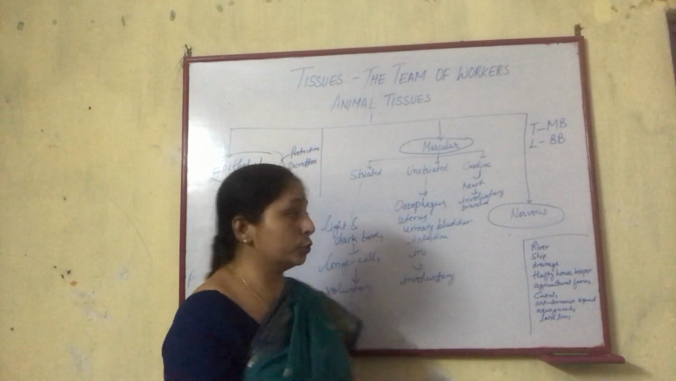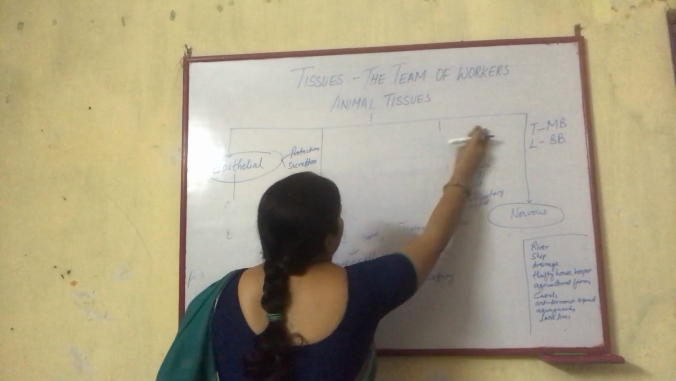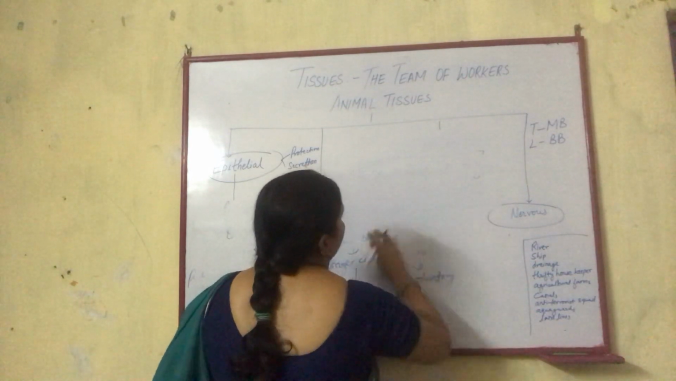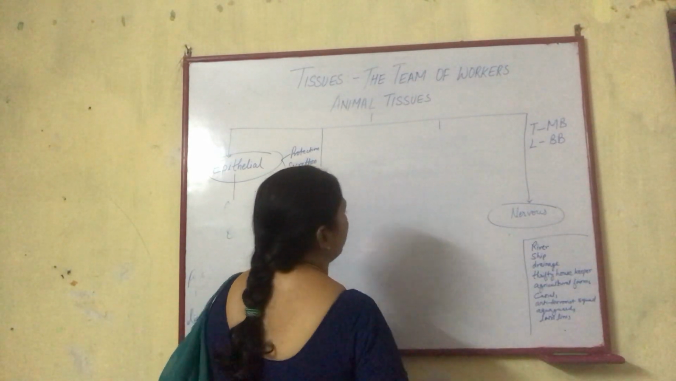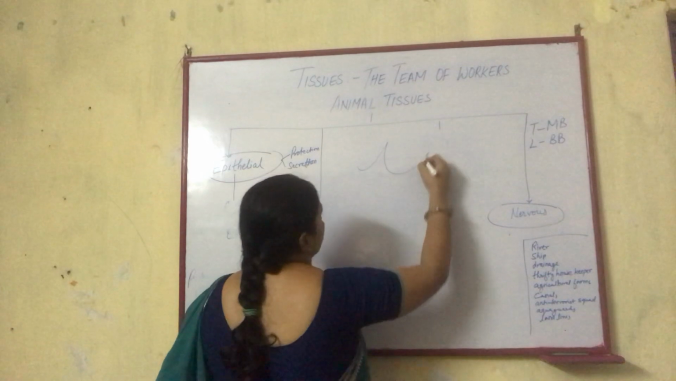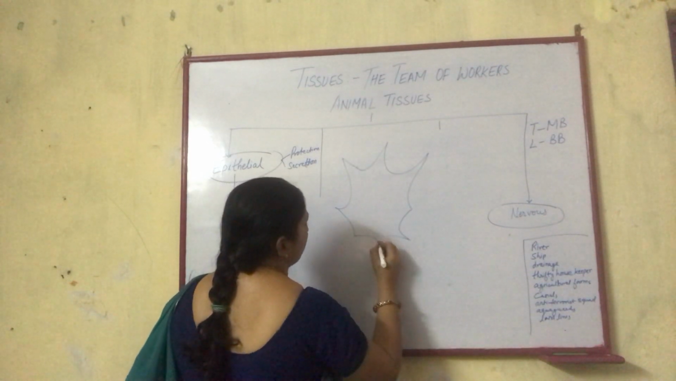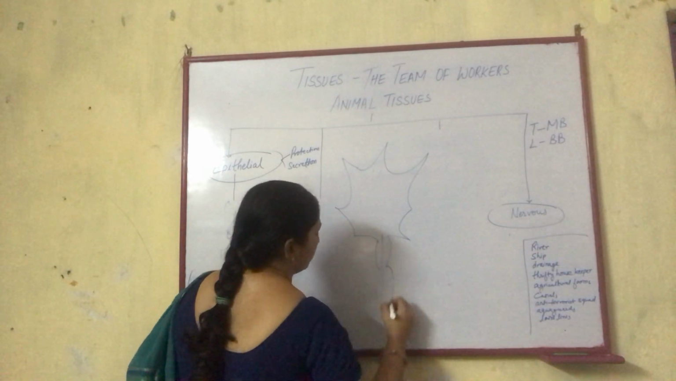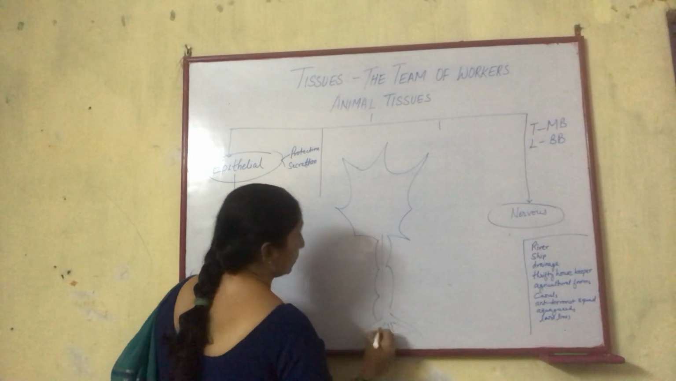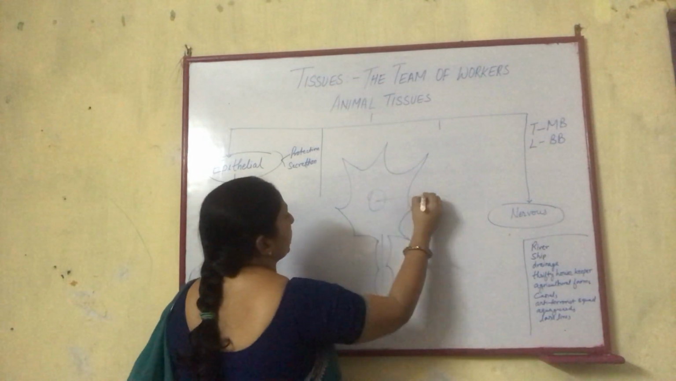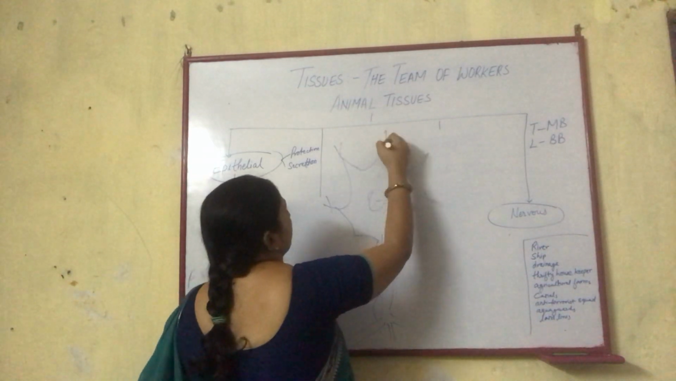Last is the nervous tissue. Nervous tissue you have studied in the junior classes also. Nervous tissues are composed of neurons, and the structure of a neuron, I hope you remember, is like this. Somehow this type of structure, where this one is the nucleus, around the nucleus, and here branch structures are present.